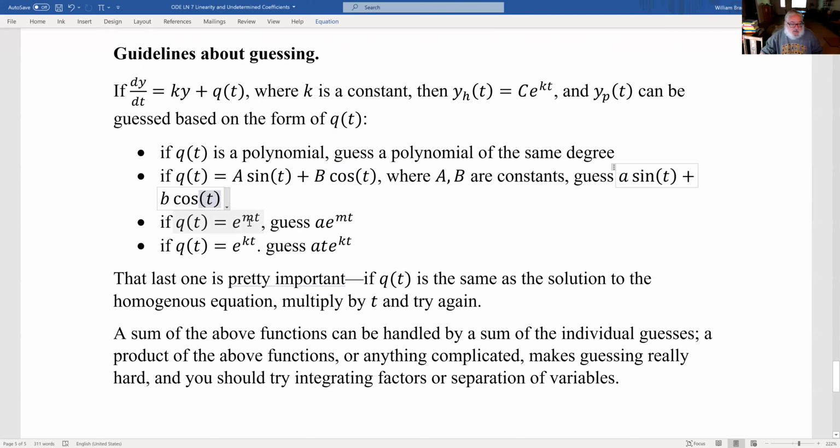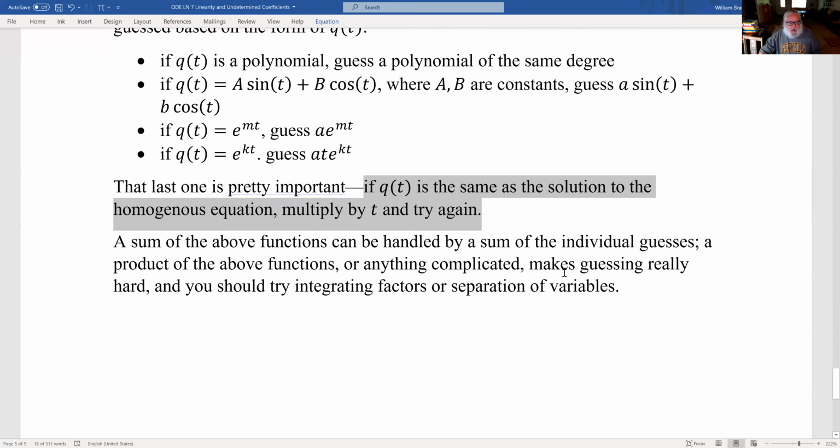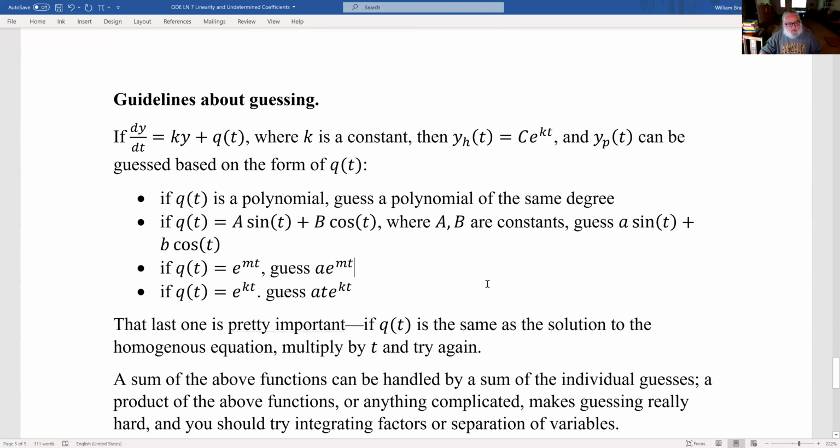If q of t is e to the mt, guess a e to the mt. If q of t is e to the kt, we've got exactly the same thing, right? So if q of t is the same as the solution to the homogeneous equation, multiply by t and try again. And so if you have a sum of various things, polynomial plus sine plus exponential, add them all together and see what you got. If things are multiplied together, or if you have tangents or secants, you probably don't want to go with guessing because those get really complicated and are hard to solve via guessing.